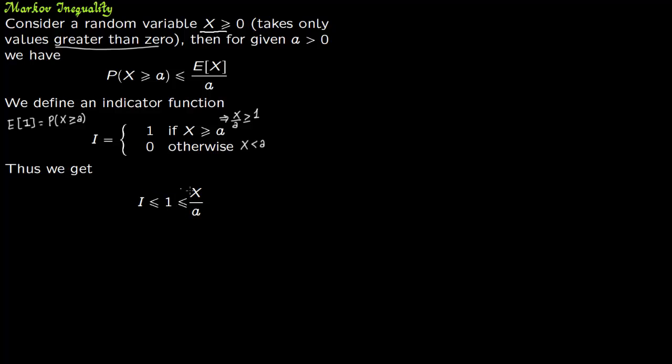Now you take expectation on both sides. You take expectation here and expectation here. You get the expectation of the indicator function is less than or equal to the expectation of x divided by a, since a is a constant, so it filters out. So the expectation of I is this. So the probability that x is greater or equal to a is less than or equal to the expectation of x divided by a.